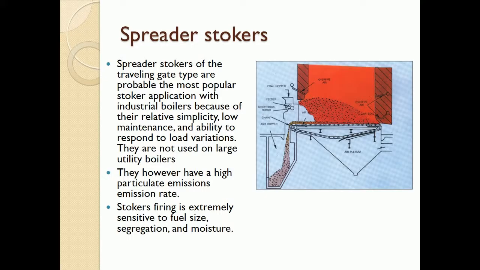Spreader-stokers of the traveling gate type are probably the most popular stoker application with industrial boilers because of their relative simplicity, low maintenance, and ability to respond to load variations. They are not used on large utility boilers. They, however, have a high particulate emission rate. Stoker firing is extremely sensitive to fuel size, segregation, and moisture.